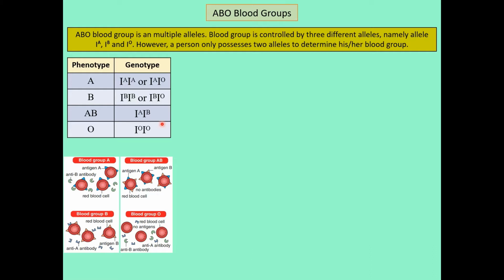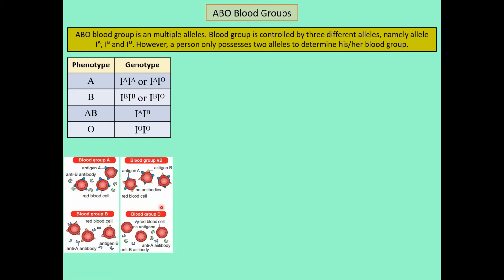So alleles IA and IB show codominance. This means that when both alleles are present, they both have an effect. Individual with group O has no dominant allele; both homozygous recessive alleles are present. So this is blood group O.